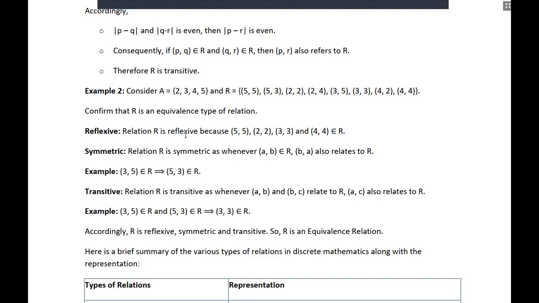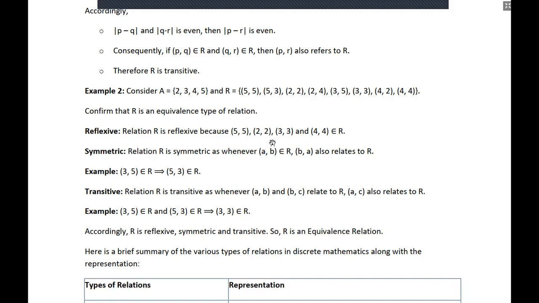Reflexive: R is reflexive because every ordered pair which relates an element to itself is also in this relation, because (2,2) is also in this relation, (3,3) also in this relation, (4,4) also, and (5,5) also. So every element is related to itself under this relation, so this relation is reflexive.